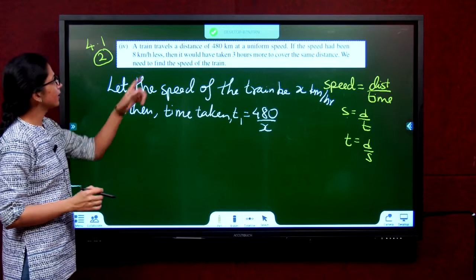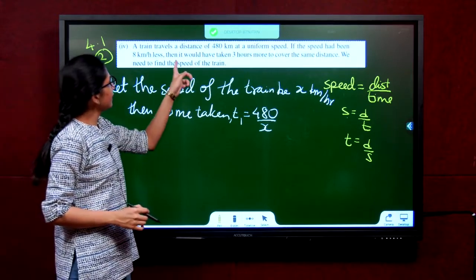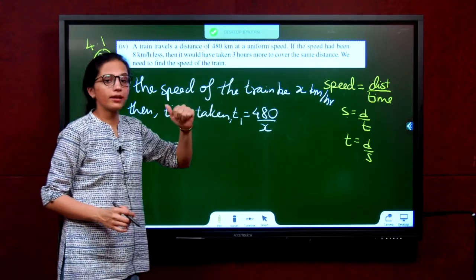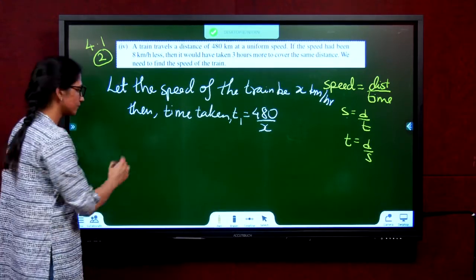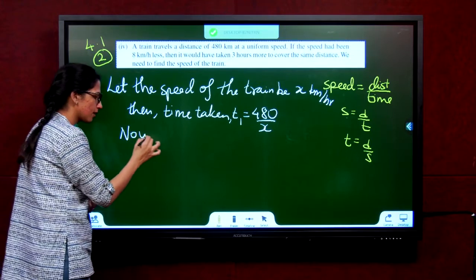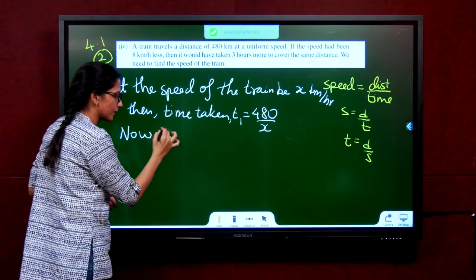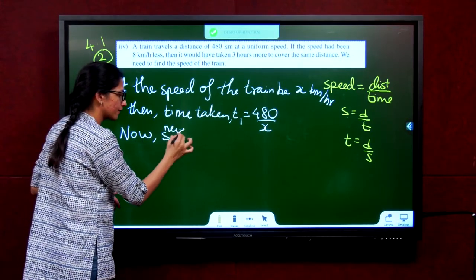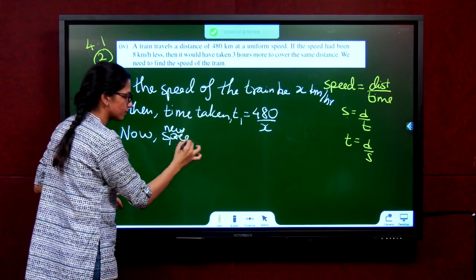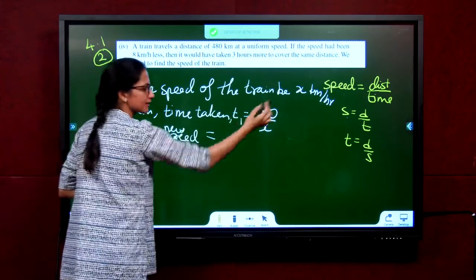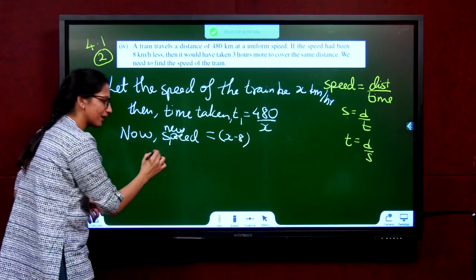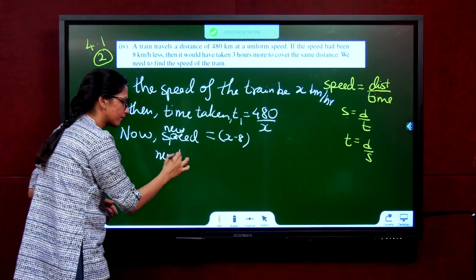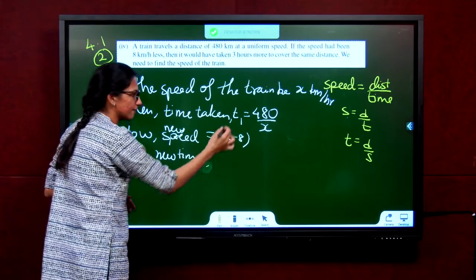Now what is happening? Then it would have taken 3 hours more when the speed is 8 km per hour less. Now speed is decreased, new speed. So new speed is not x, it is x minus 8. So what is my new time? New time t2.